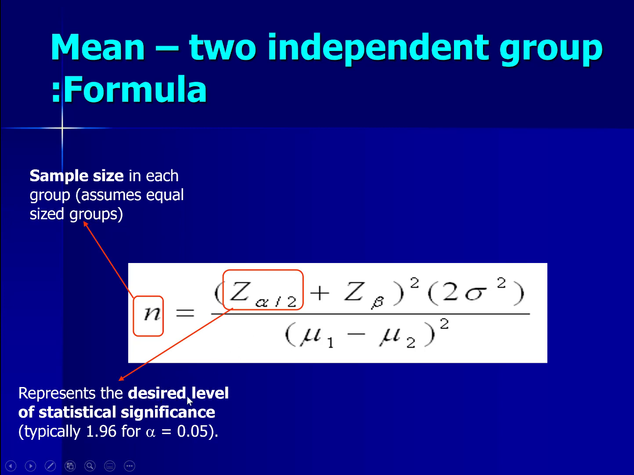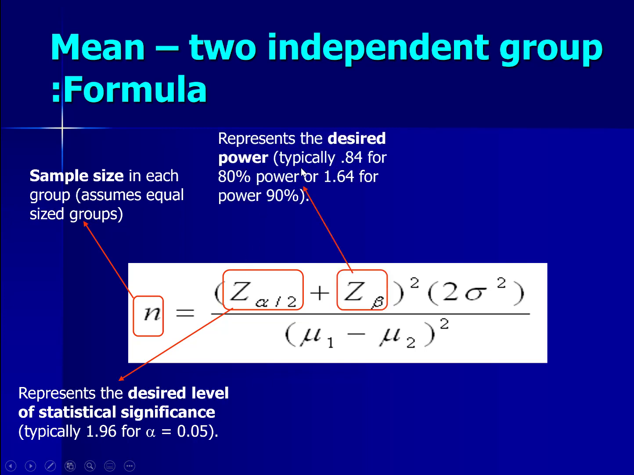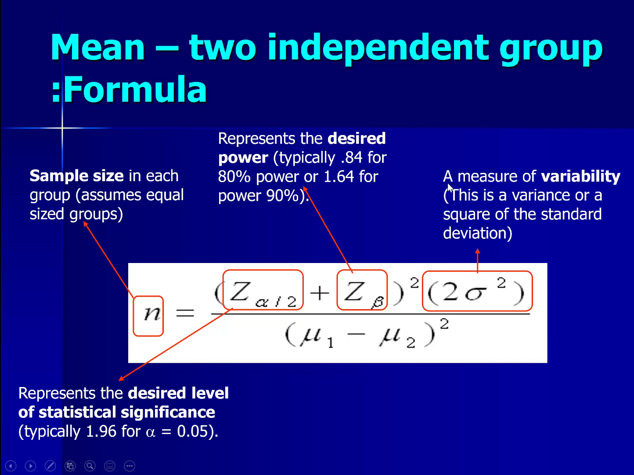Again, this represents the desired level. If you aim to get the confidence interval with the significance level of 0.05, you put here 1.96. This one represents the desired power. Put 0.84 for the 80% power, or 1.64 for the power of 90%. So there are two choices here, but this is usually one choice. And this component is a measure of variability for the continuous outcome. Sigma squared is the variance. So you can take the standard deviation squared to have this and multiply by 2.